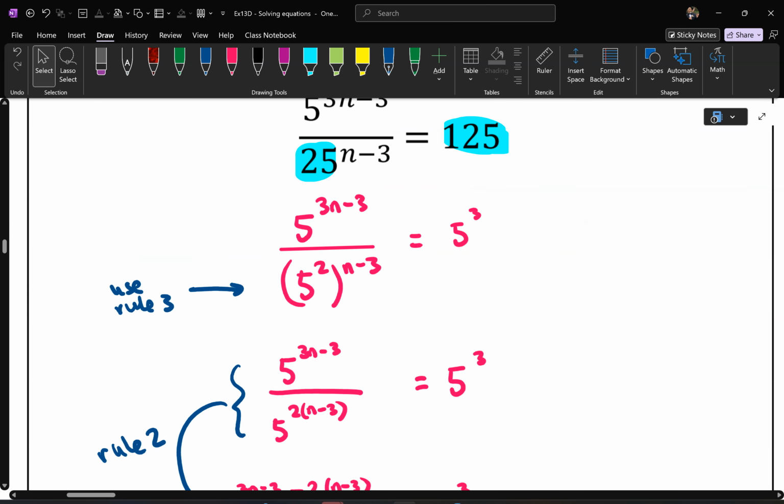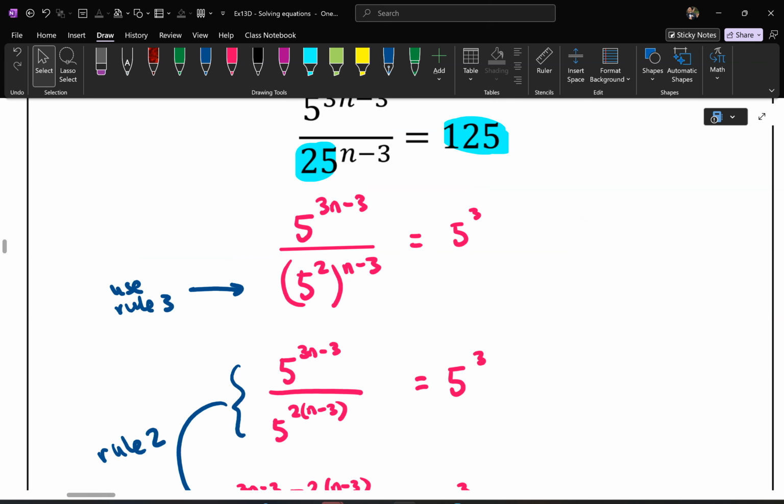I skipped a step. Well, not really. I just combined it all in one. So here, it's times the power, so 2 times n minus 3. And then here I use rule number 2. Rule number 2, you say same bases, subtract the powers. So this is what I did.